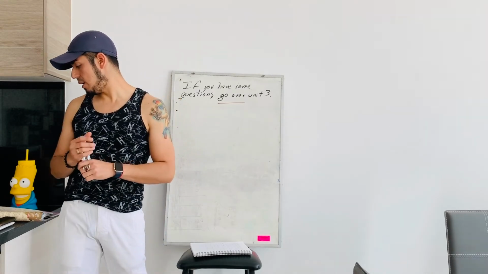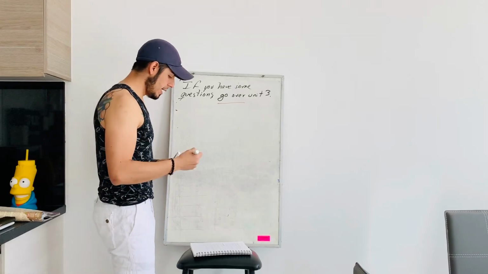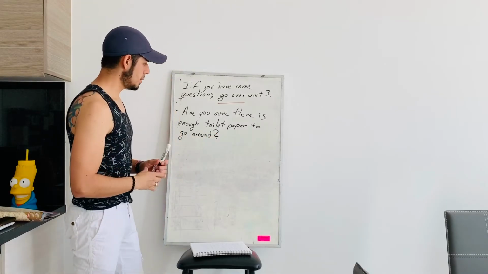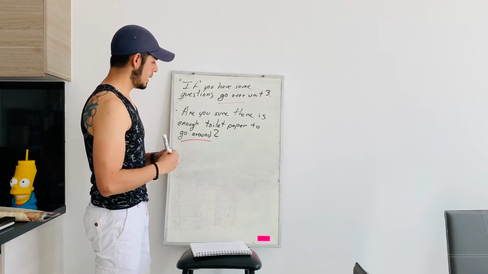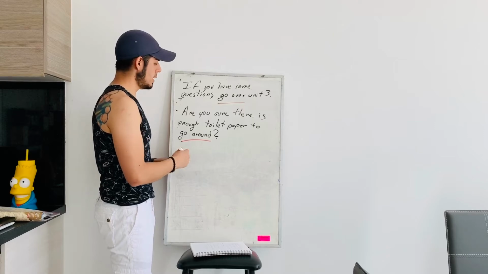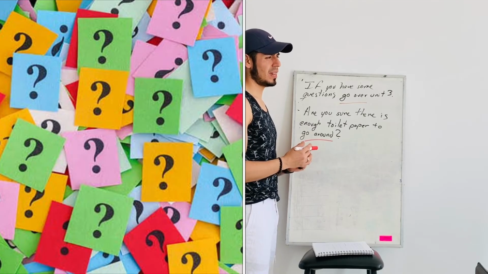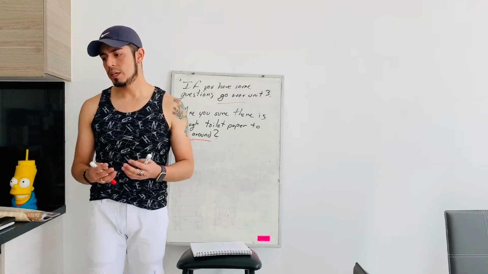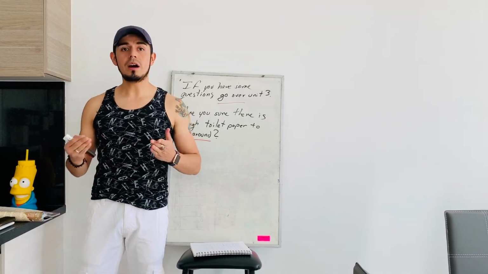In this case, you have to look for some details. And are you sure there is enough toilet paper, talking about the coronavirus, to go around? So please notice, in this case, go around comes at the end of a question, and mostly it appears in questions, not really common in affirmative or negative sentences. So are you sure there is enough toilet paper to go around? Which means if there is enough for everyone.